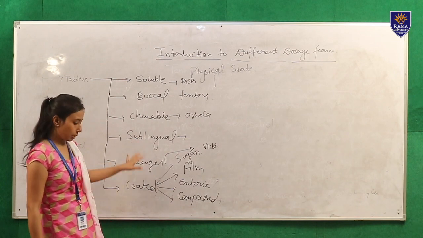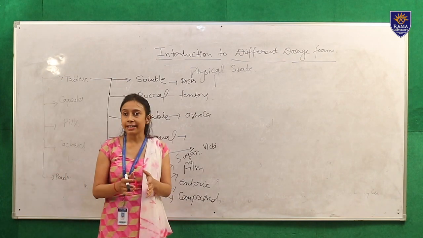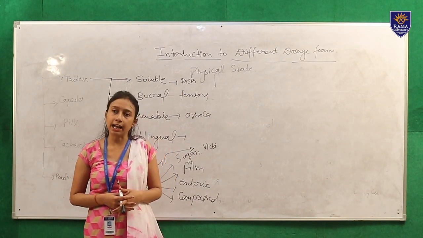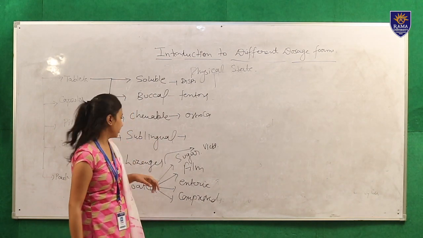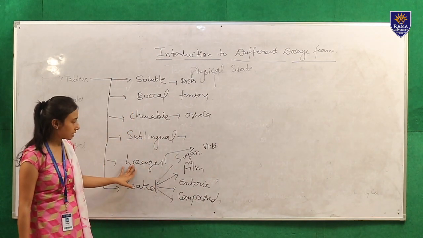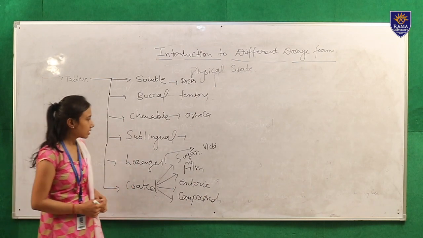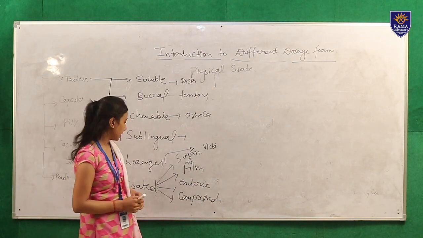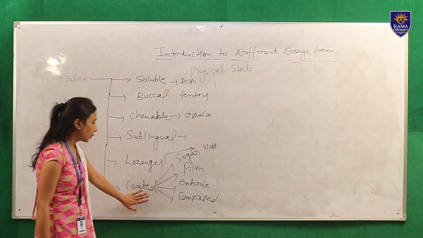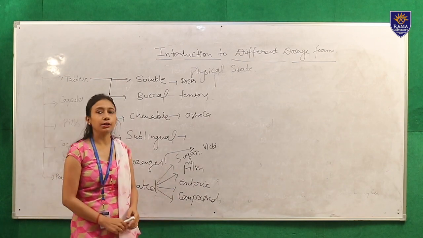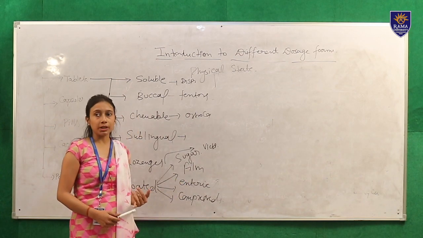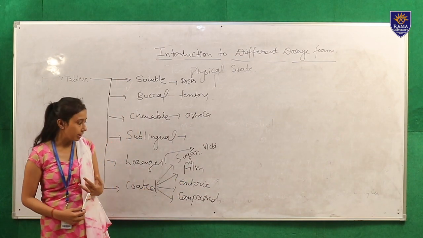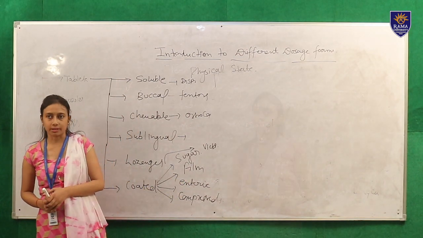Fourth is sublingual. Sublingual tablet is the second fastest route after IV. Sublingual tablets are placed under the tongue. Fifth is lozenges tablets, for example, Vicks, and last is coated tablets. Coated tablets are further divided into the following categories: film coated tablets, sugar coated tablets, compressed coated tablets, and last is enteric coated tablets.